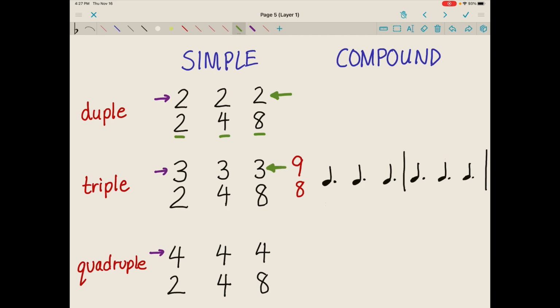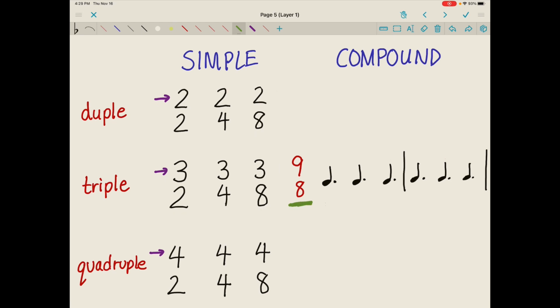Simple triple meters will be those time signatures that have a 3 as the top number. There will be 3 beats per measure. Each of those beats will naturally divide into 2 equal parts. Simple quadruple meters will be those time signatures which have a 4 as their top number. There are going to be 4 beats per measure in those time signatures, and each of those beats will naturally divide into 2 equal parts.